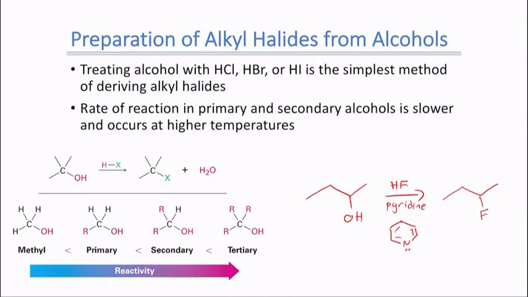The main downside with forming an alkyl halide this way is there's a lot of side reactions that can occur. And it doesn't really work with methyl or primary. They just don't really react. Secondary does a little bit, but it takes a lot of heat. So really this way only works well for tertiary.